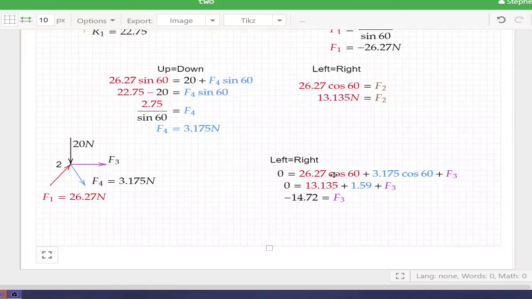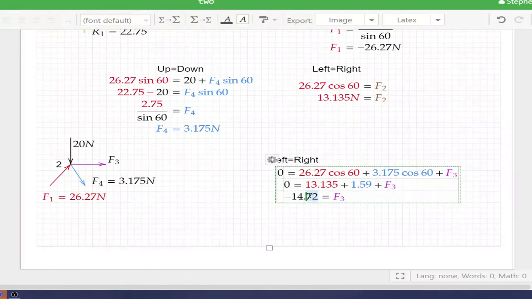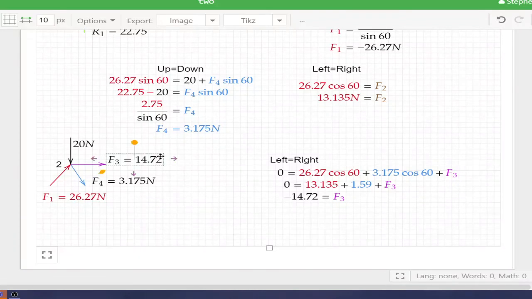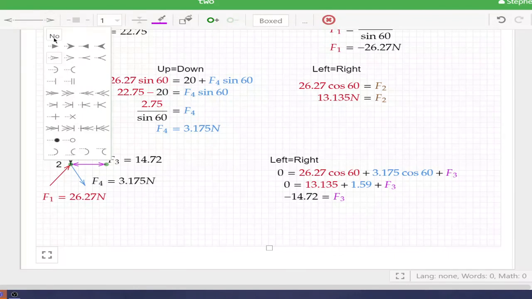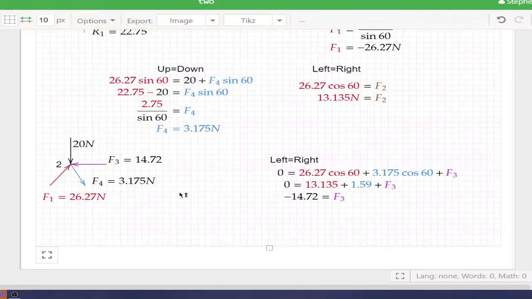Okay, so just working that out there. 13.135 is 26.27 cosine 60. 1.59 is 3.175 cosine 60. And then in our final line, we add these two together to give us 14.72. And then we move them over to the other side of the equation, which gives us minus 14.72. So we know that F3 is minus 14.72 and that is in compression. Okay, and so let's just change those arrows to reflect that. And we are good to go.